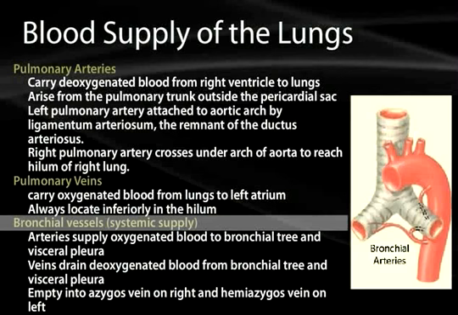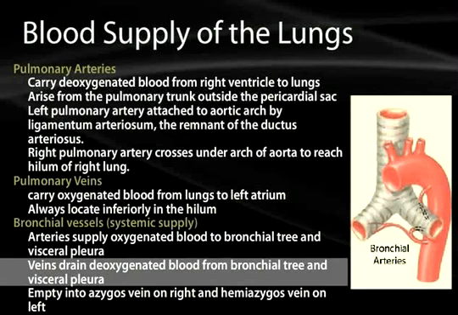In fact, it's this organization of each bronchopulmonary segment having an independent pulmonary artery, pulmonary vein, and bronchial vein, which allows surgeons to remove one bronchopulmonary segment instead of having to remove a whole lobe or an entire lung like they used to do.